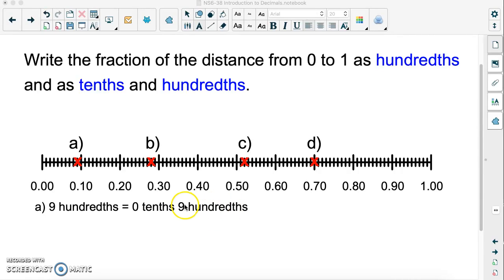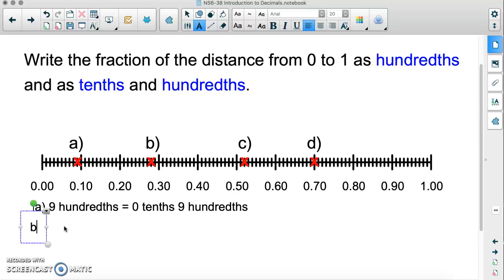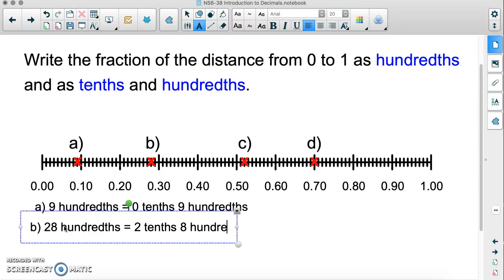Now that you've had some time to work on your answers for B, C, and D, let's go over your answers together here. So for B, we would write this. We would say that we have 28 hundredths, which is equal to 2 tenths and 8 hundredths.